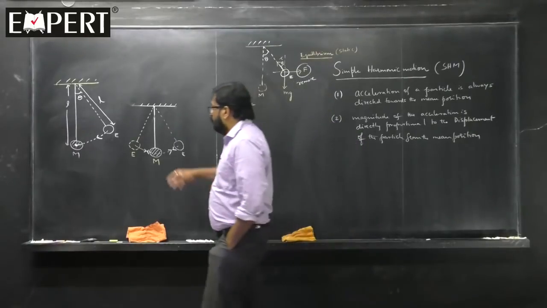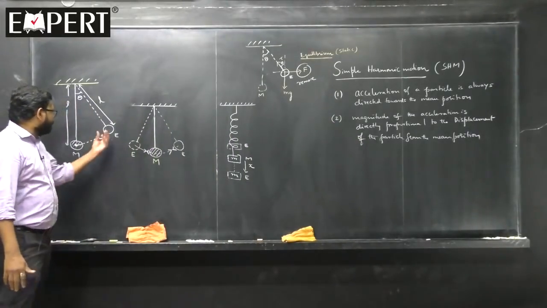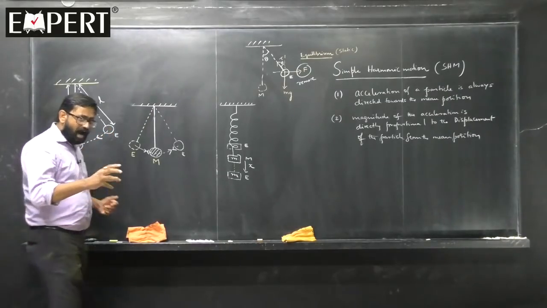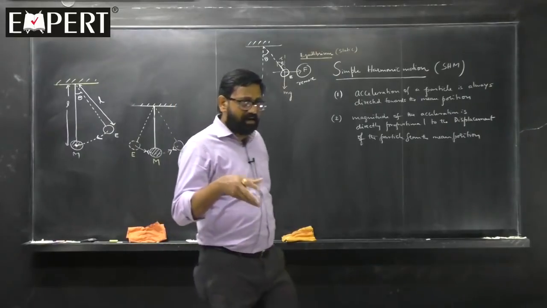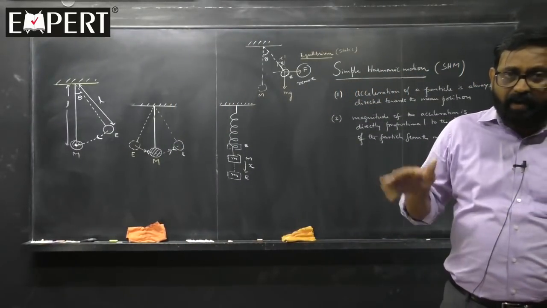Once you leave the bob from the extreme position, the bob will start moving towards the mean position. The path in which the bob is moving is not a straight line, it is an arc. It is a part of a circle, it is an arc. Length is an arc length. In that path, the bob is moving.